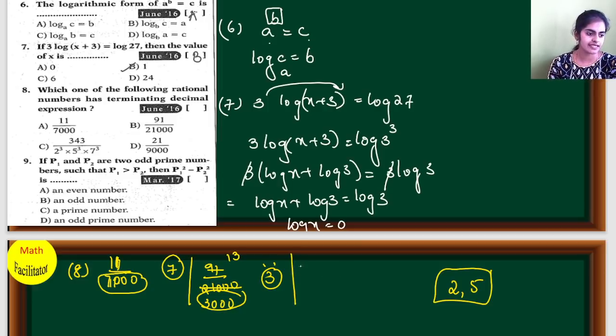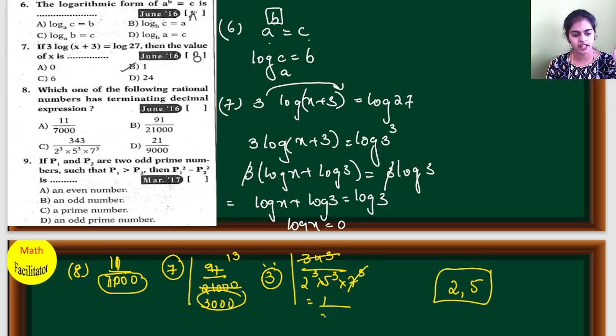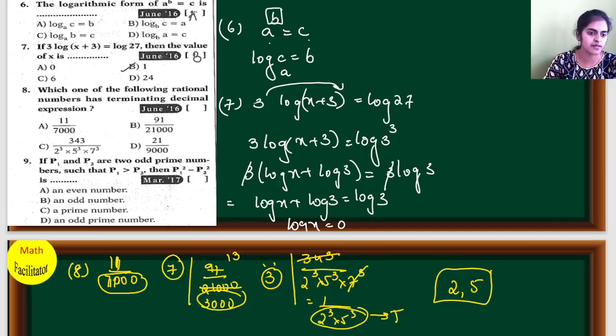Now if you see the next one, option C, 343 by 2 cube into 5 cube into 7 cube. Now 7 cube is 49 into 7 is 343. So these two will get cancelled. So you have 1 by 2 cube into 5 cube. So the denominator has only 2 and 5. So this is terminating decimal expansion.